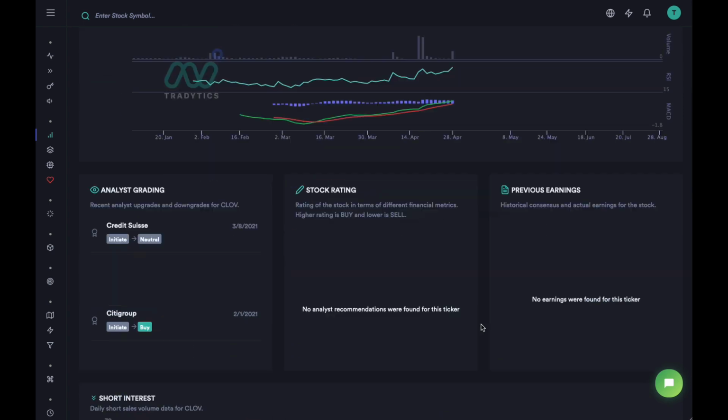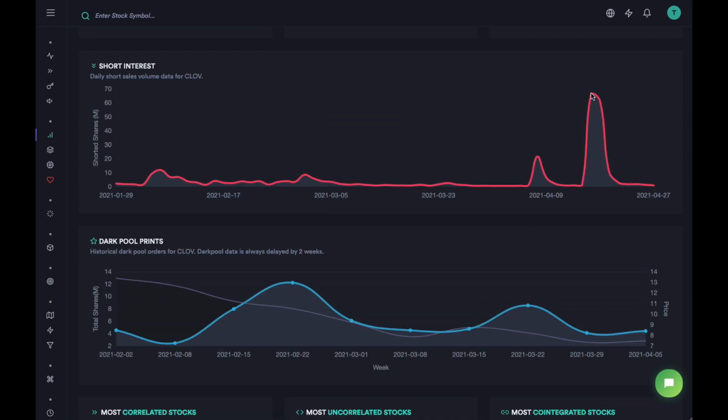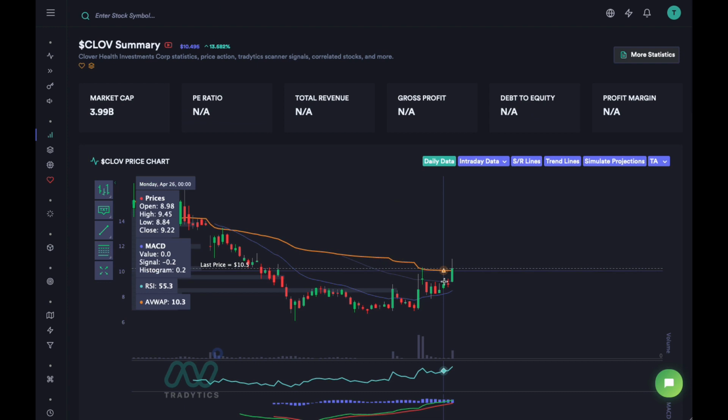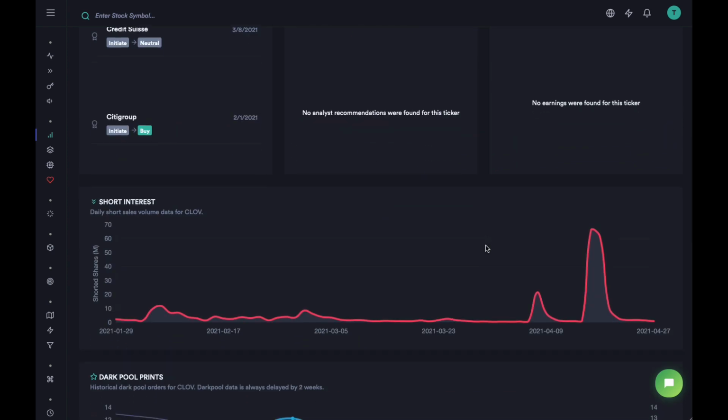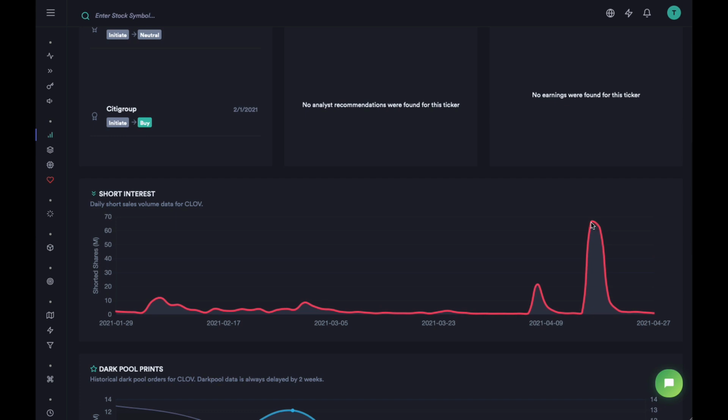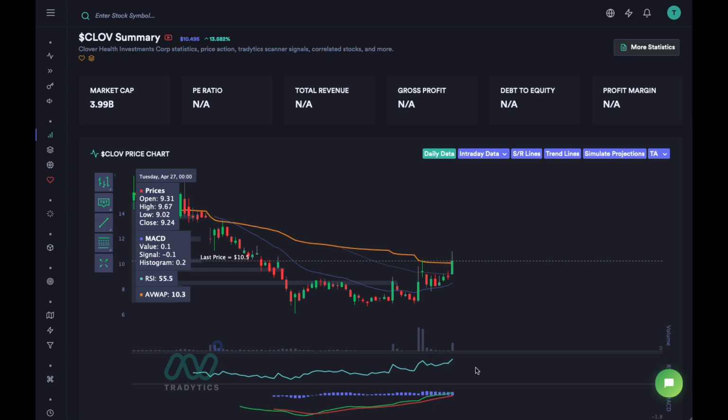And we can assume that maybe if the shorts have still not covered their positions from here, then the price might have more movement to the upside. So we might have a good rally or a mini short squeeze here. Just something to note. And that's how I think if we see a huge short interest value here, and if we can see that there is something going on in the chart, then we can potentially find short squeezes like this.